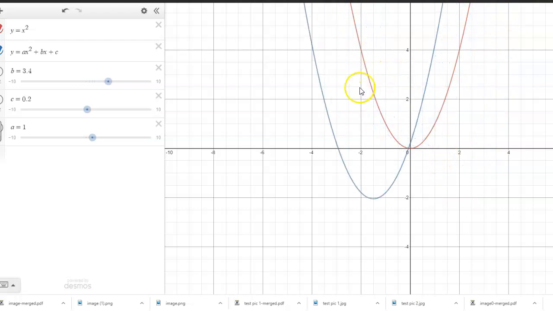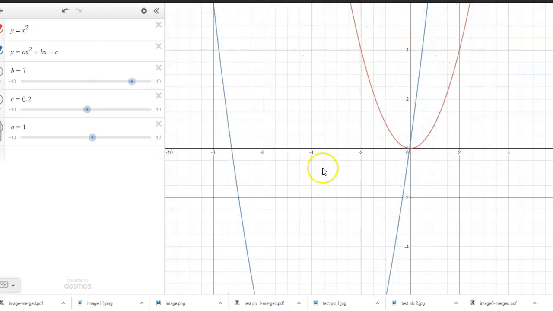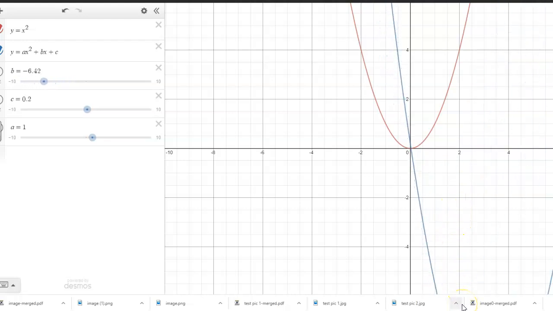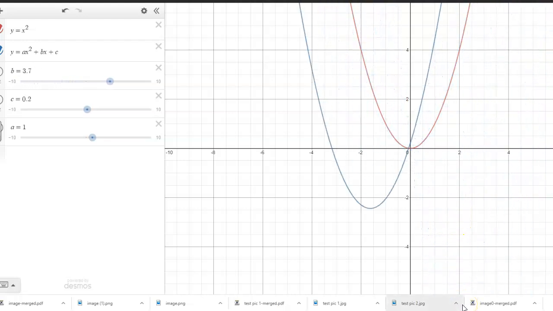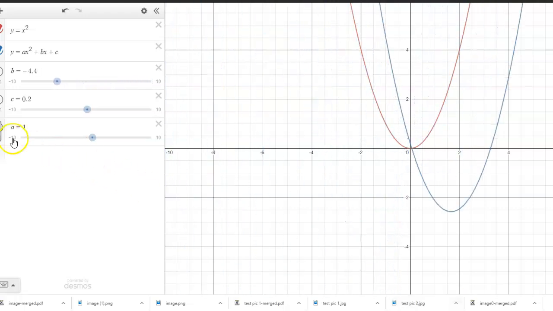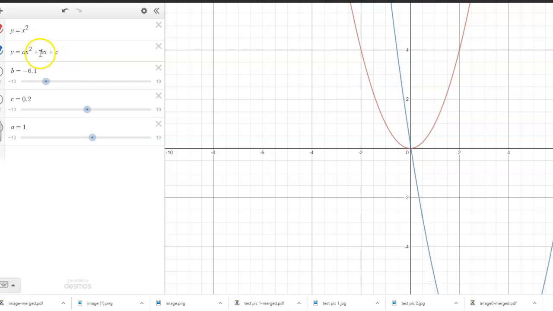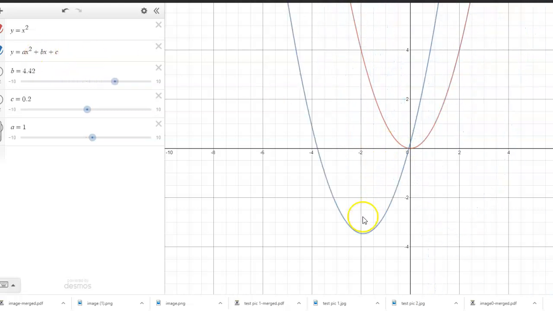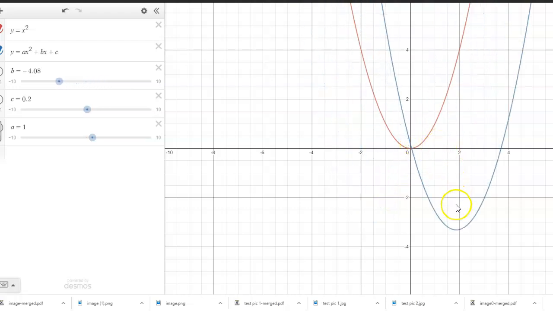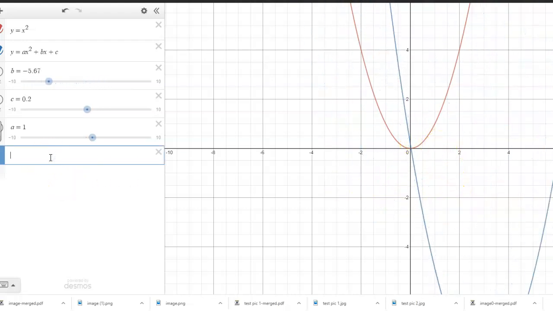Well, you can see the axis of symmetry is changing, right? The vertex is changing. Those two things are definitely changing in this graph, and I just want you to notice that. The b value changes where the vertex is located, and it changes where the axis of symmetry is.